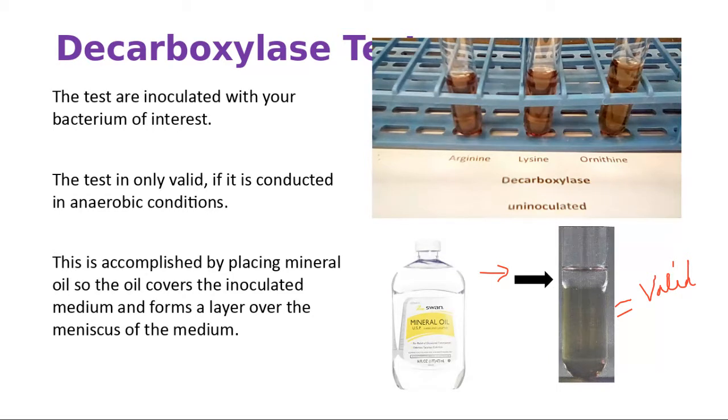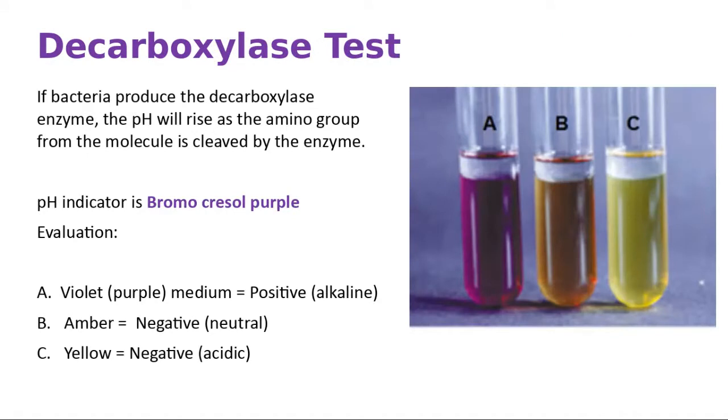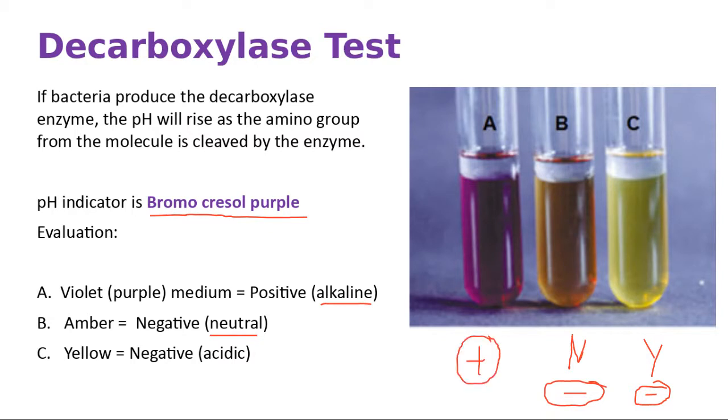right? And the reason they turn purple is because besides the substrate in here, there's a pH indicator, a new pH indicator that's called bromocresol purple. Bromocresol purple at alkaline conditions, which is positive, is violet. At neutral conditions, it's amber, negative, right? This is neutral. And then at acidic conditions, it's yellow. But these guys are both negative. The only positive is if the media turns violet.